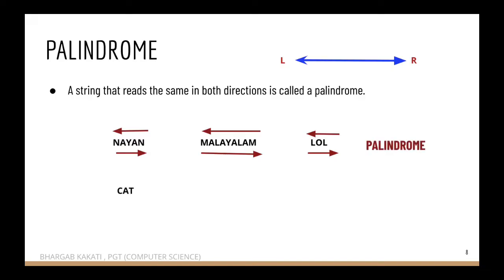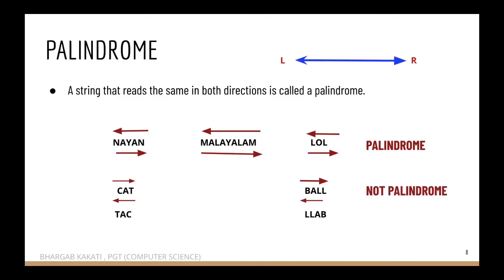Some examples of strings which are not palindromes are cat. If I read it from left to right, it is cat. If I read it from right to left, it is tac. So is it a palindrome? No, because it's not reading the same from both directions. If I say ball, if I read it from left to right, it reads as ball. If I read it from right to left, it will read as llab. That means these are not palindromes.